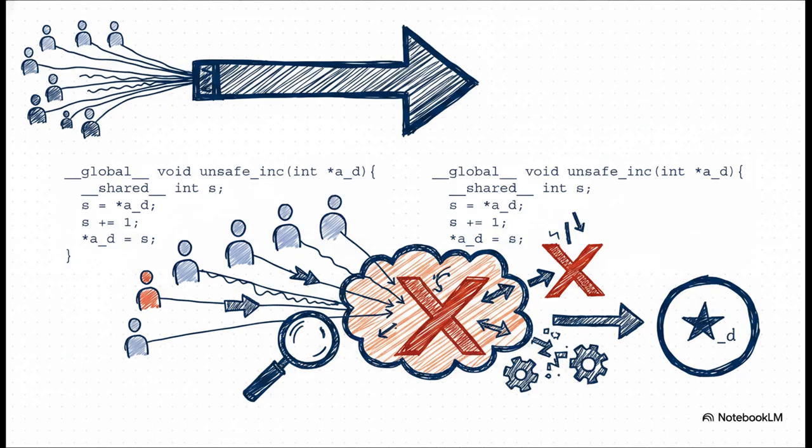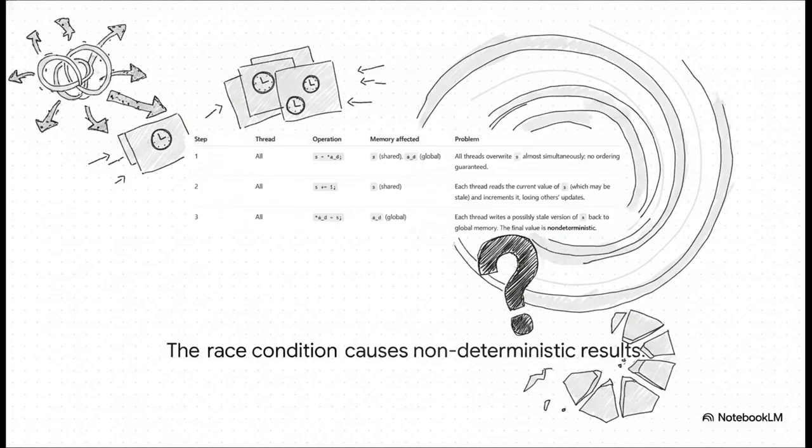The major problem is that every single thread in that block is trying to write to the shared variable s concurrently without any synchronization whatsoever. And even worse, they are all writing back to the exact same global variable concurrently without using an atomic operation. And this breakdown brilliantly illustrates exactly why that concurrent writing is such a disaster.